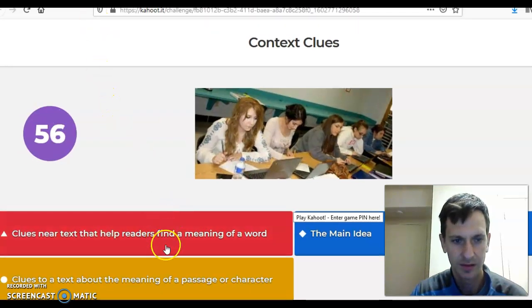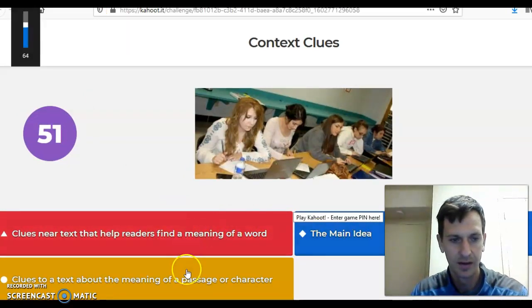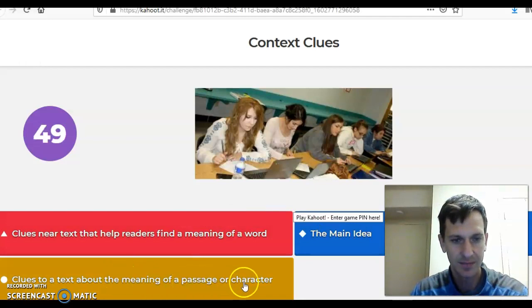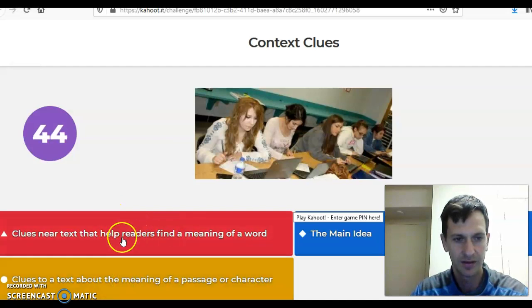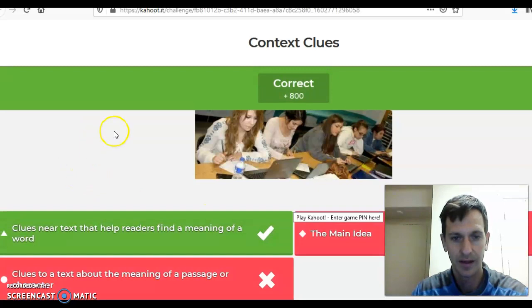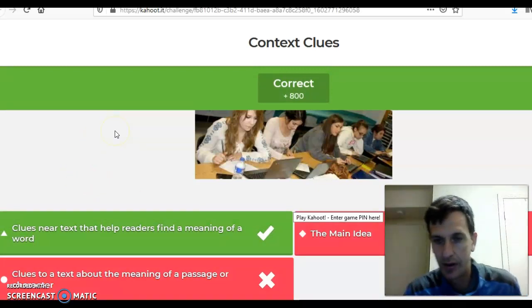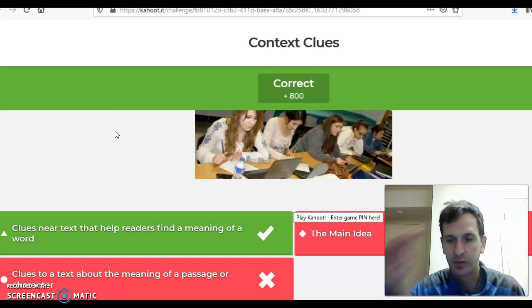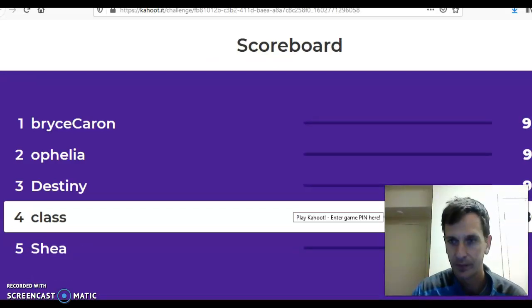What are context clues? Clues near the word help the reader find the meaning. It's the main idea. The clues to a text about the meaning of a passage or character. So they help the reader find the meaning of a word, about the meaning of a passage or a character. One of the two. Which one is it? Yes, find the meaning of a word. It's not about the meaning of a passage or a character. Alright? It's primarily just what the word means, the context of what the word might be. Okay?